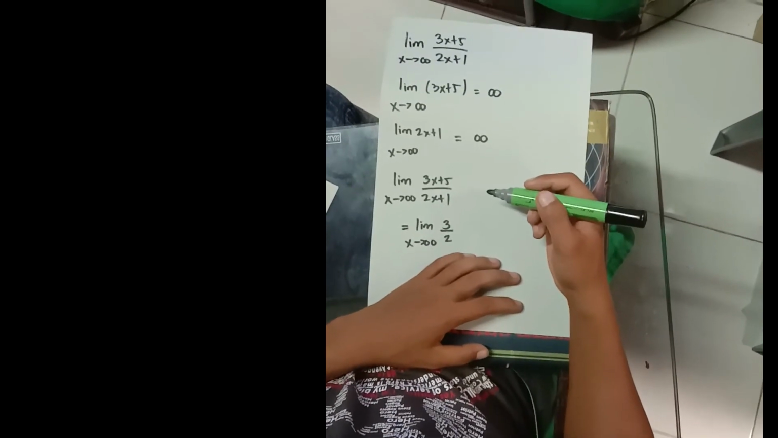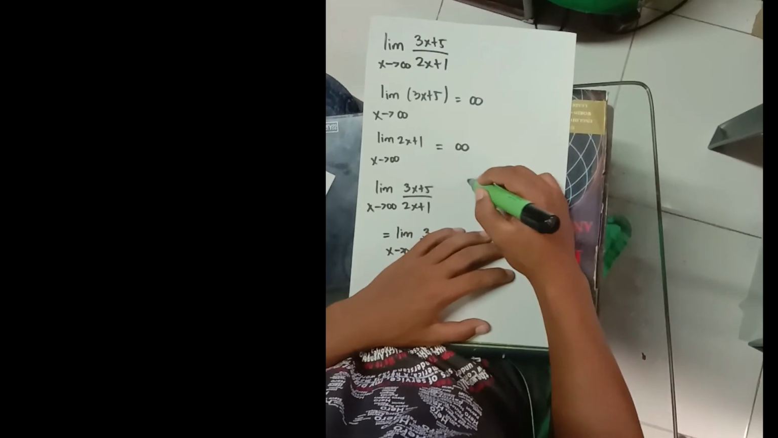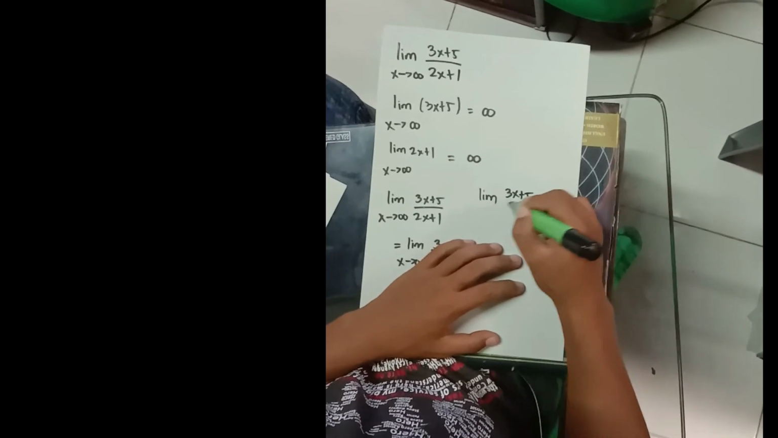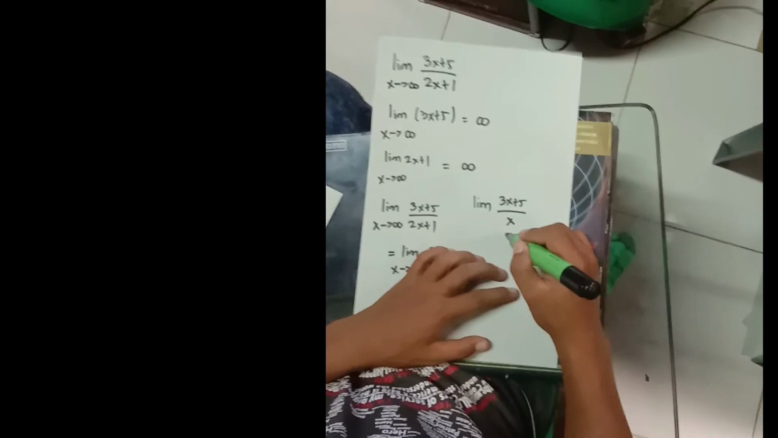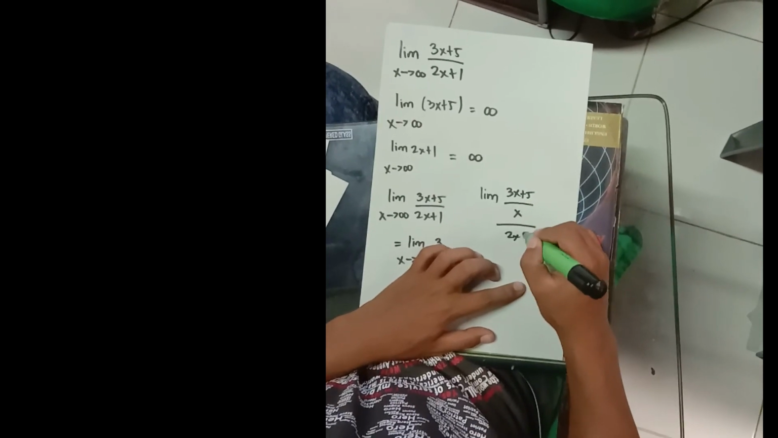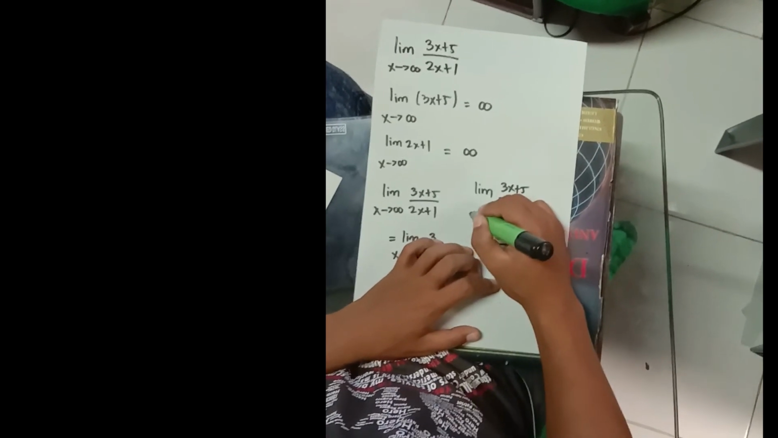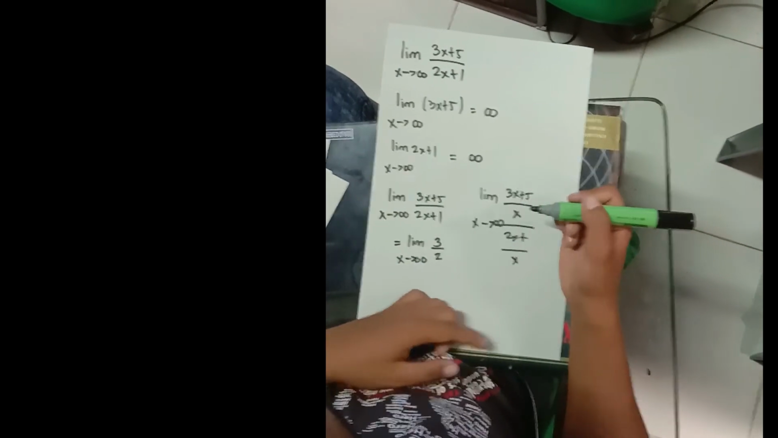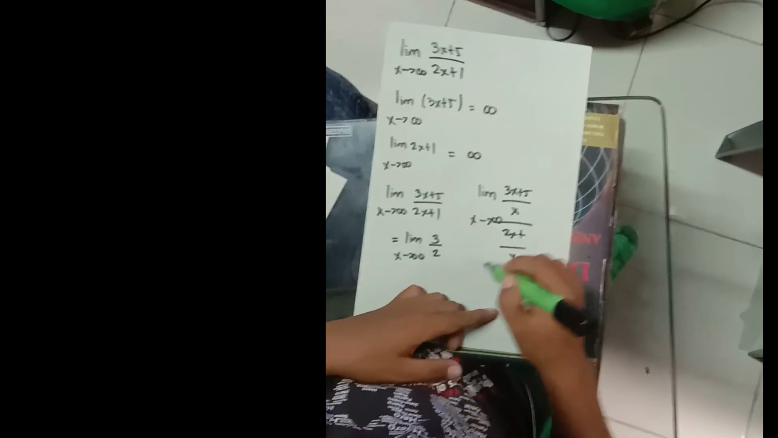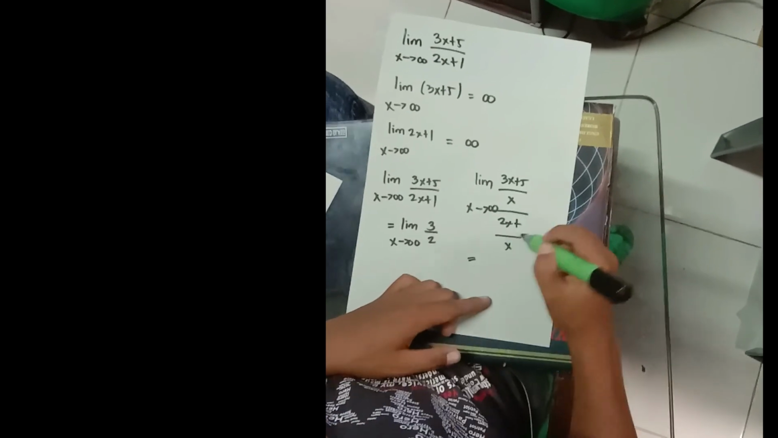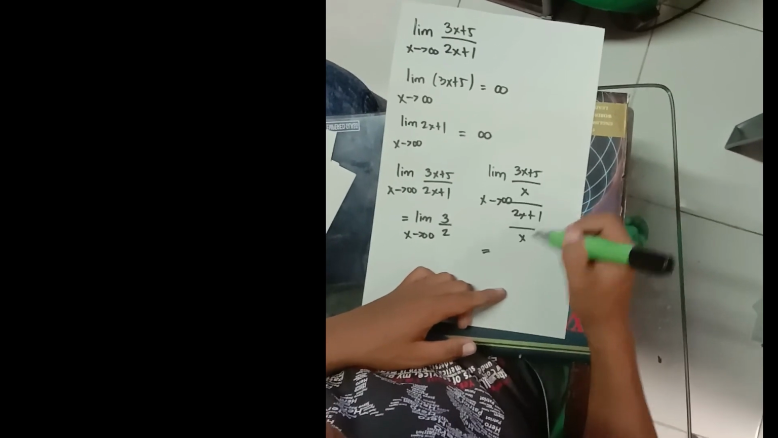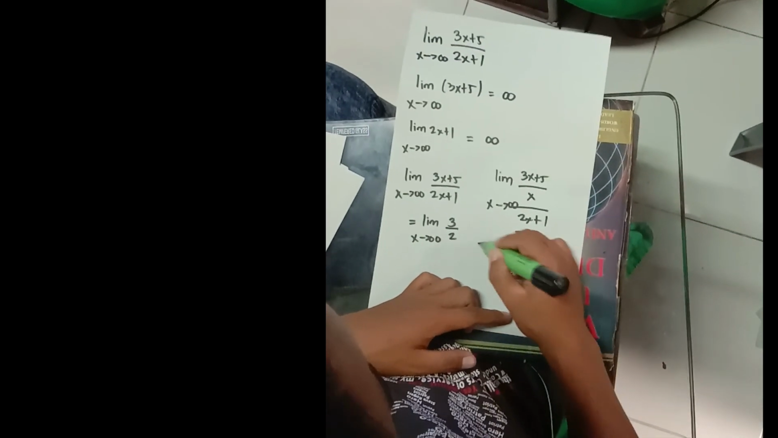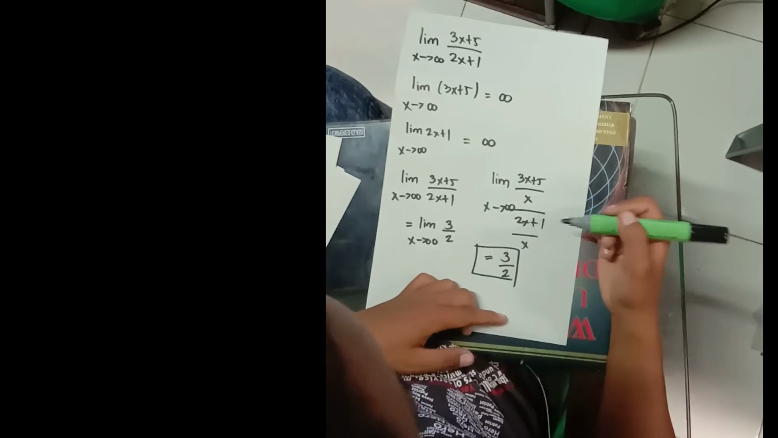So the final process for this is equal to the limit of 3x plus 5 over x over 2x plus 1 over x as x approaches infinity. So this would simply give us 3 halves. So this is the final answer.